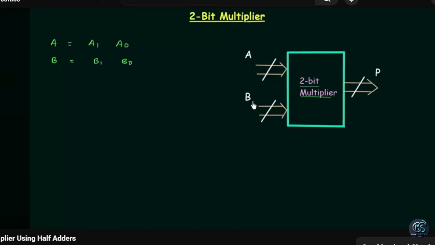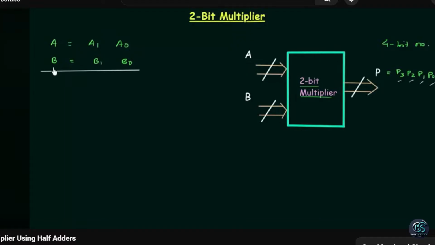The output of this circuit is P, where P stands for the product that we obtain after multiplying A and B. The output P is a 4-bit number, because when you multiply two 2-bit numbers, P3, P2, P1 and P0 are the 4 bits of the product that we are getting from this 2-bit multiplier. Now I will explain how to obtain the values of P3, P2, P1 and P0.